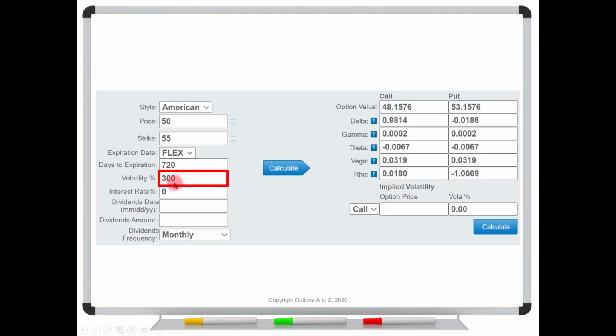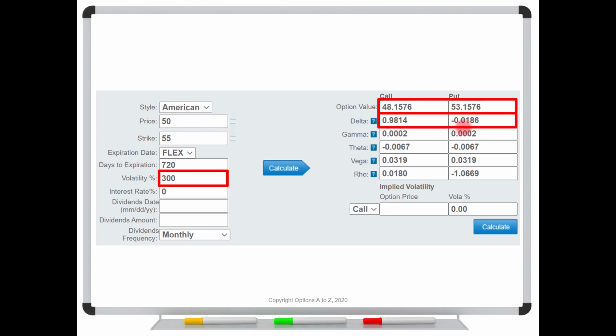Increase volatility some more, let's jack it up to 300%. Call option goes to 48, put is to 53. Look at your delta now, it's at 98. Put delta, just under 2. See, they don't stop at 50. That's kind of under normal conditions. But when you get into extreme volatility, things start to change.